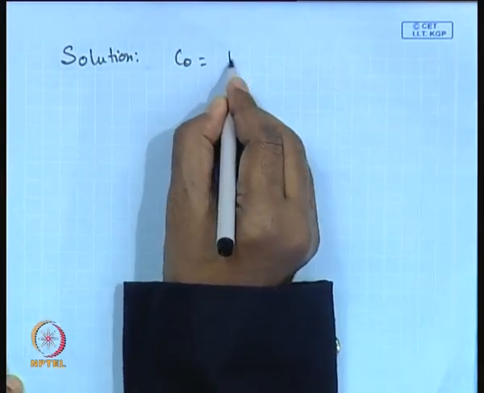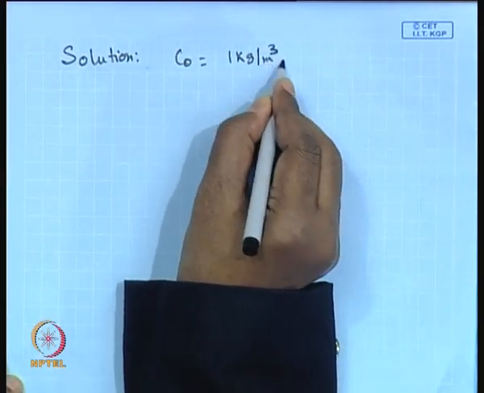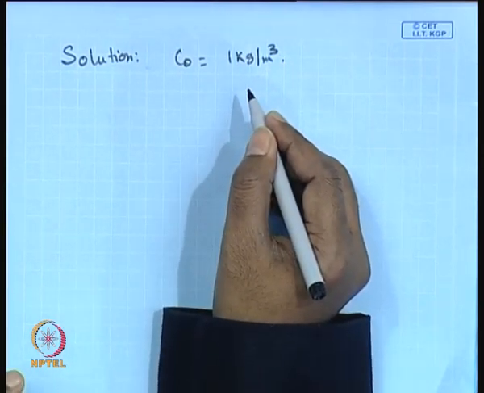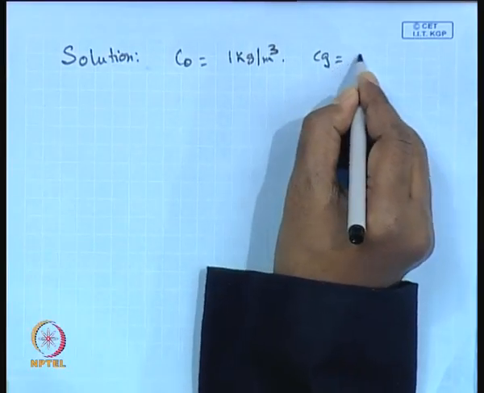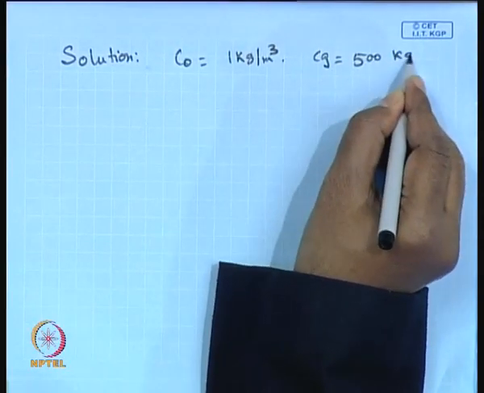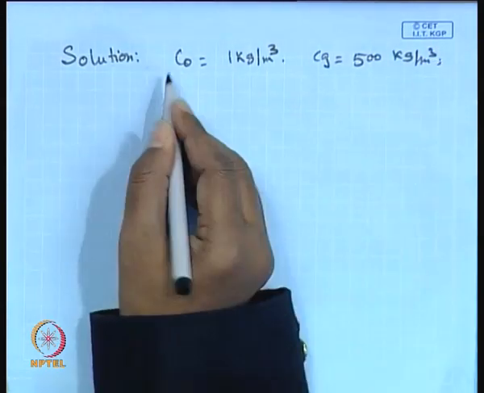Your C naught is 1 kg per meter cube, that is the feed concentration, that is Cb, the bulk concentration at time t equal to 0, the initial concentration of the feed. Cg is given as 500 kg per meter cube. So, these are the informations, let us write them down.